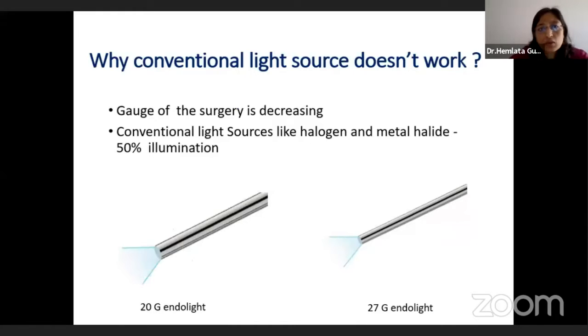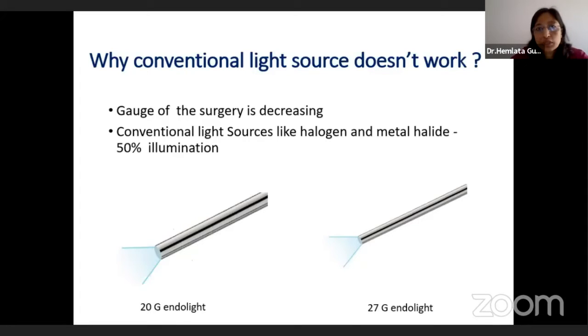There are various endoilluminators available in the market. Why doesn't the conventional light source work in these cases? With 20 gauge endolight, we used to use halogen or metal halide illumination. And when we shifted to smaller gauge surgery like 25 or 27 gauge, the illumination that could be achieved with halogen or metal halide was just 50% of the original.